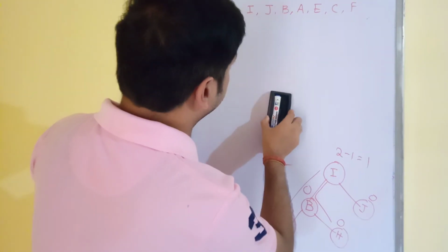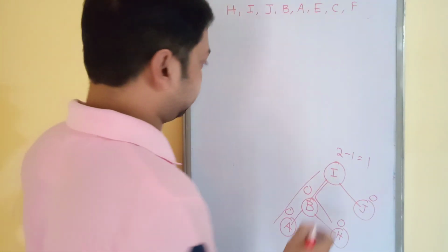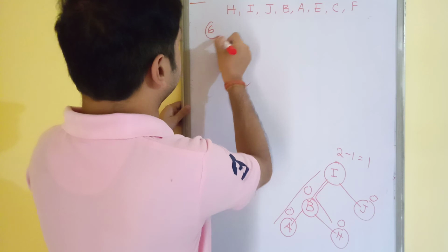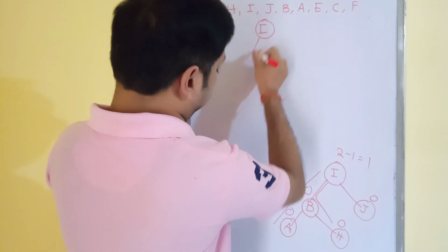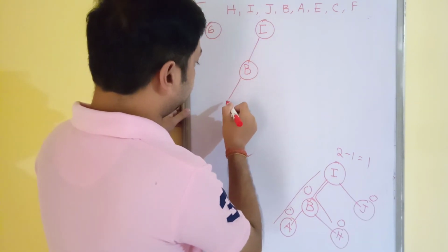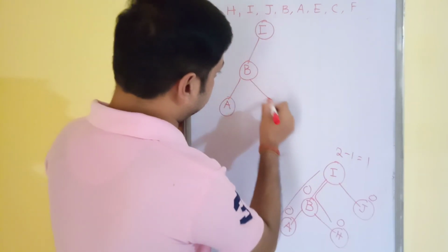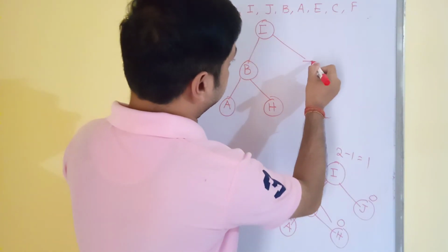So let me draw this one so that we'll move to the next part. Step number 6. Let me draw this one. I is the root here, the left hand side is B, then this is A, then this is H. Okay, this is G.